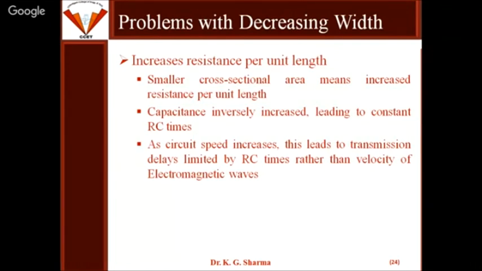Suppose we are decreasing the size of the MOSFET and incorporating more transistors, we are also trying to reduce the width of the wires. If the wire width is decreased, then it increases the resistance per unit length. A smaller cross-sectional area means increasing resistance per unit length. Capacitance is also increased. So overall, the RC time constant is increasing, and that is going to produce delay in the interconnections. So as circuit speed increases, this leads to transmission delays limited by RC times rather than the velocity of the electromagnetic waves.